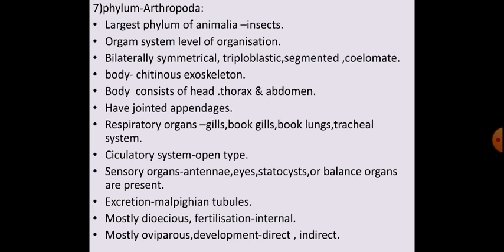Fertilization is internal, the fusion of gametes takes place inside the body of the organism. Mostly oviparous, which means they are egg-laying animals. Development is direct or indirect. Maybe they grow directly into adults, or some grow into larva and then into adults. These are the characteristic features of phylum Arthropoda.